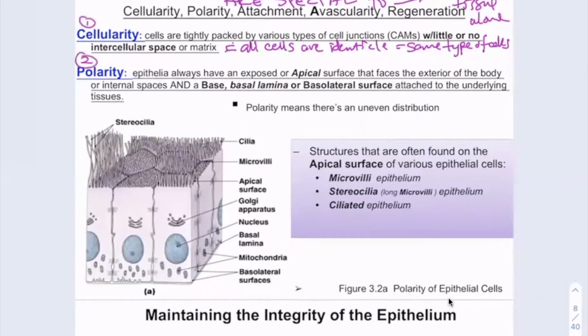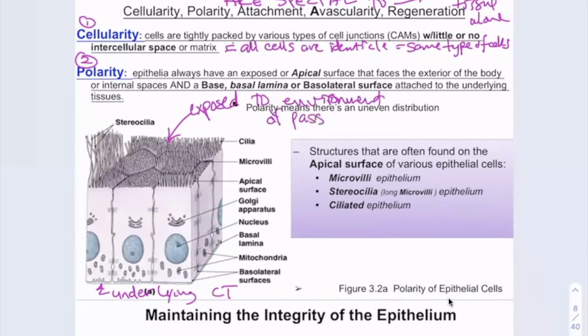Since it's a lining tissue, there's always going to be an exposed surface side of the cell and a side of the cell that's attached to underlying connective tissue, right? So one side is attached to underlying connective tissue, the other is exposed to environment or passageway. So because one side is different from the other side, it's said to have polarity.